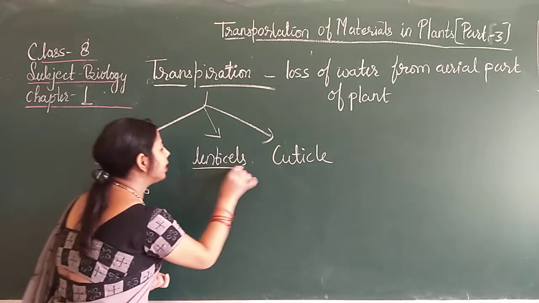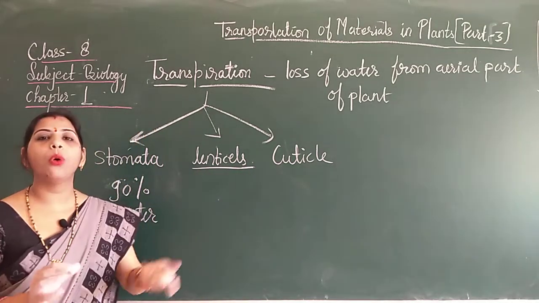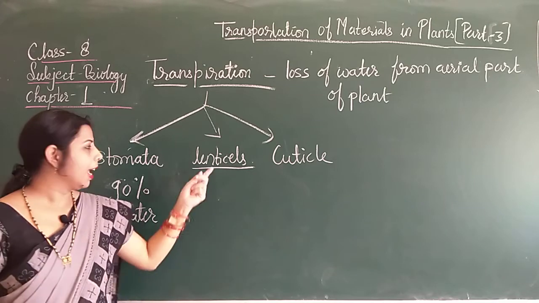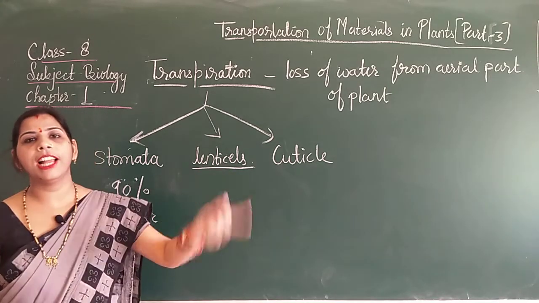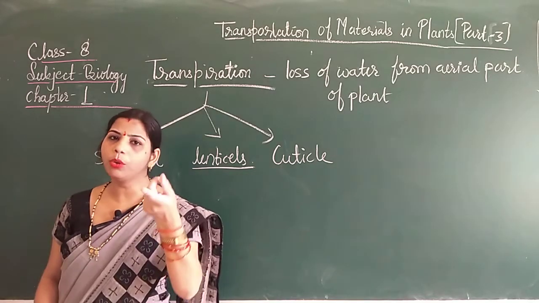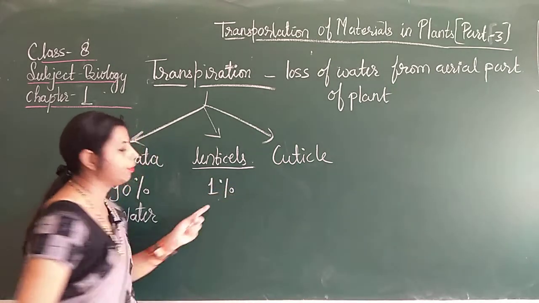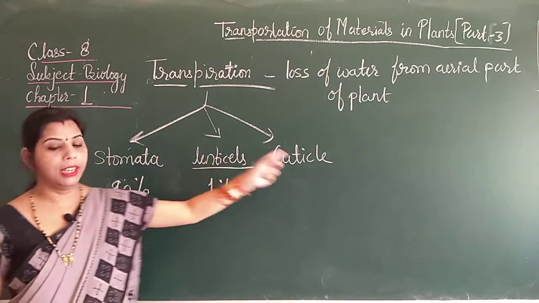Lenticels are present on the older stems and bark. And this lenticel helps in the removal of water, approximately 0.01 to 1%. That means only 1% water is removed by the lenticels.